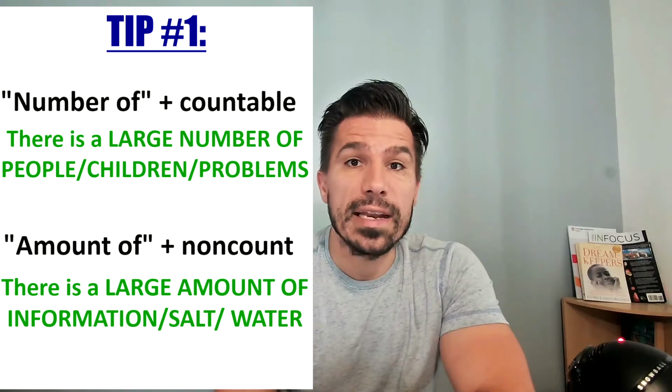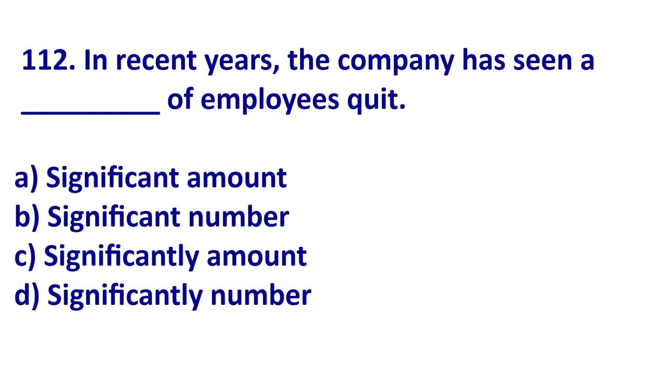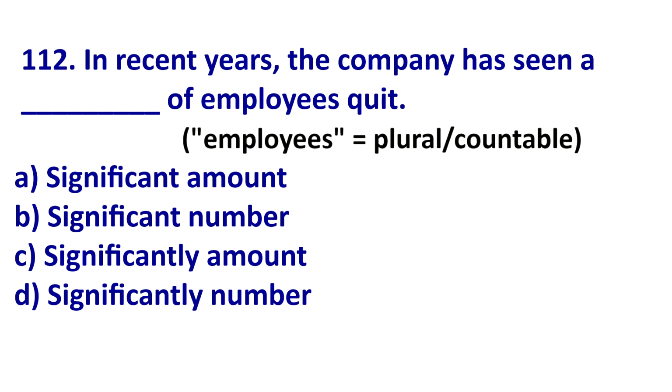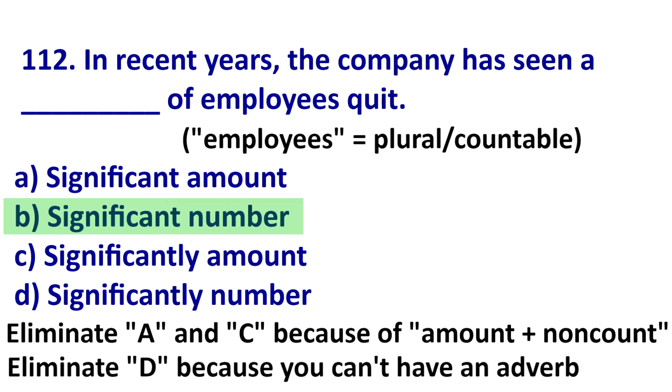So let's look at a TOEIC example. Here's the question. In recent years, the company has seen blank of employees quit. Well, I see that I have employees. This is plural. This is countable. So I'm going to use B, a significant number of employees, because employees is countable and it's plural and it has an S and everything makes sense. So the answer there, of course, is B.